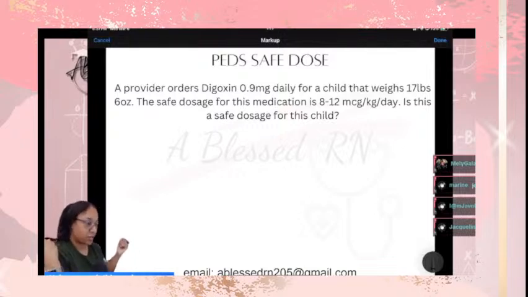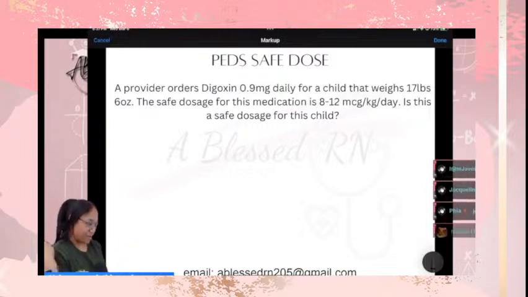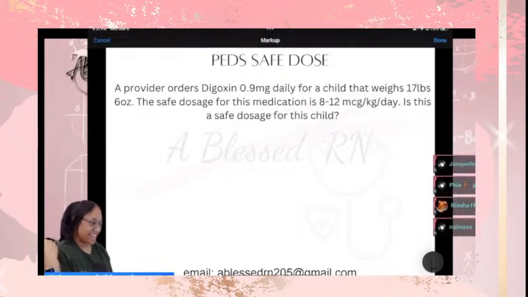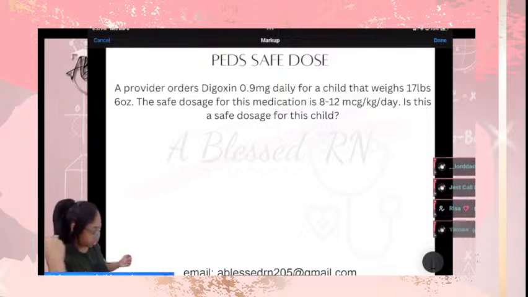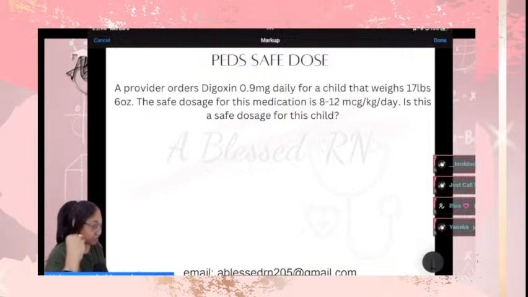So a provider orders digoxin. I like to say dig. Dig 0.9 milligrams daily for a child that weighs 17 pounds 6 ounces. The safe dose for this medicine is 8 to 12 micrograms per kilogram per day. The first thing we will address is that our pounds aren't just pounds, they're pounds and ounces, so we need to convert it all to pounds.